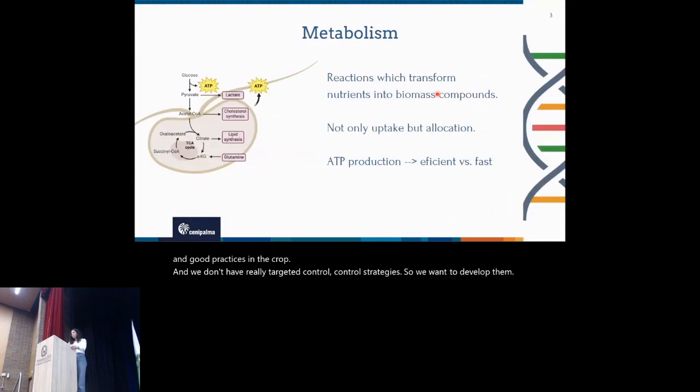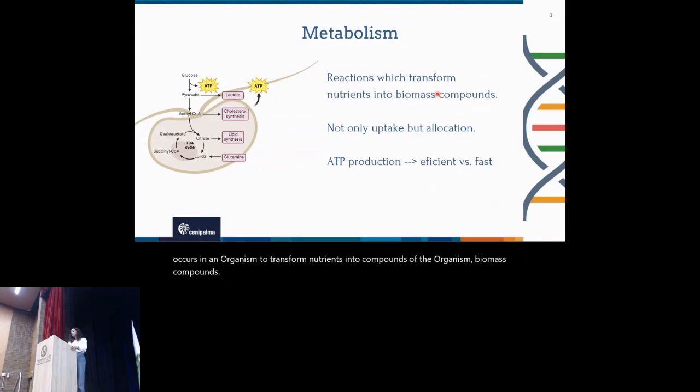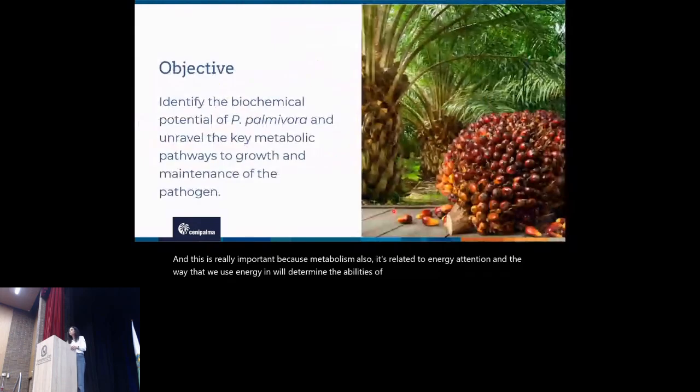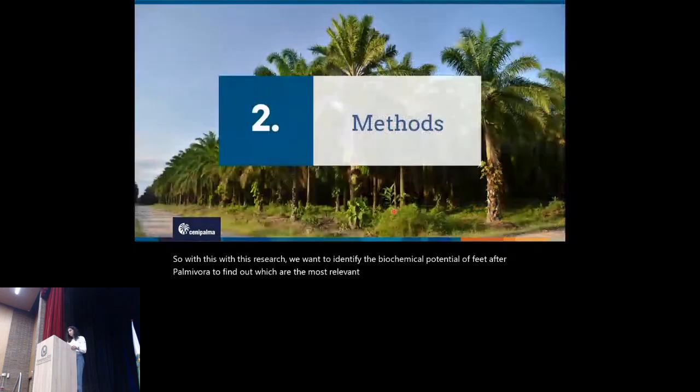So why do we choose metabolism? First of all, metabolism is the collection of reactions that occurs in an organism to transform nutrients into compounds of the organism, biomass compounds. And this is really important because metabolism is also related to energy obtention. And the way that we use energy will determine the abilities of the microorganism. So with this research, we want to identify the biochemical potential of Phytophthora palmivora to find out which are the most relevant pathways in this organism.